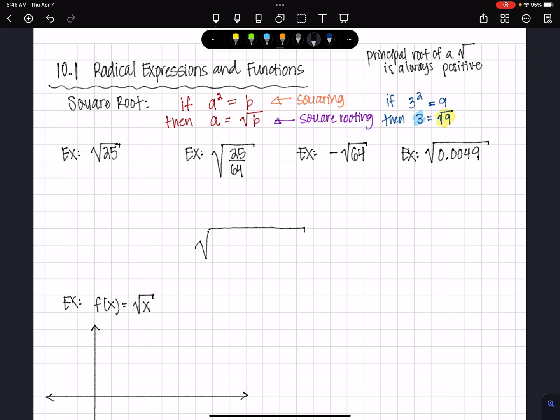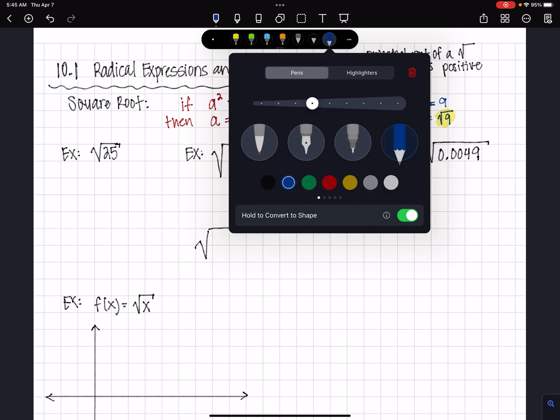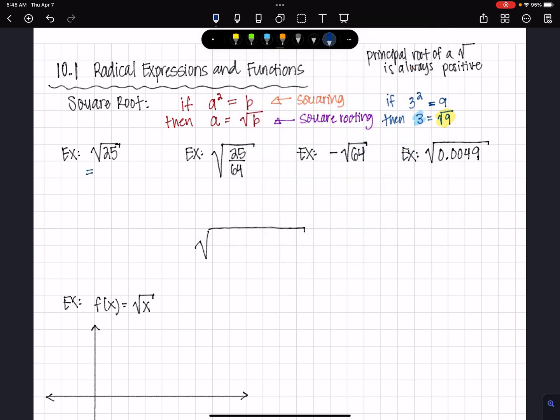The only time you're going to get a negative is when the problem or the expression dictates that it's a negative. For example, I have the square root of 25. The square root of 25 is equal to 5. If I put that into my calculator, the square root of 25, yesterday, today, tomorrow, will always give me one answer, and that answer is the principal root of 5.